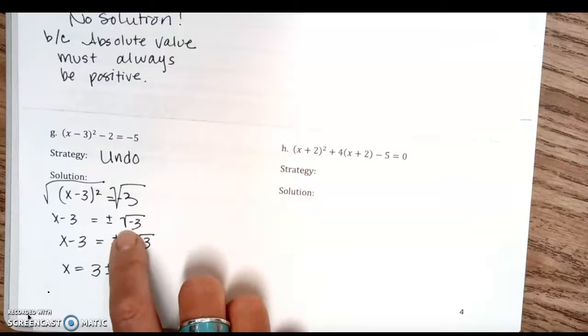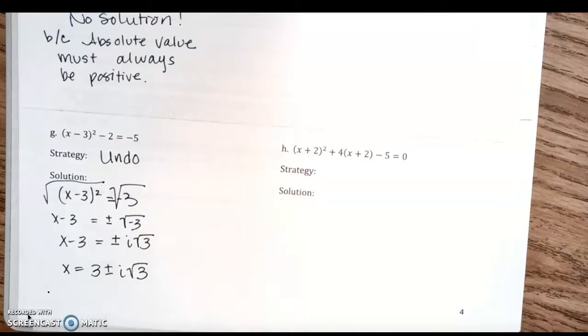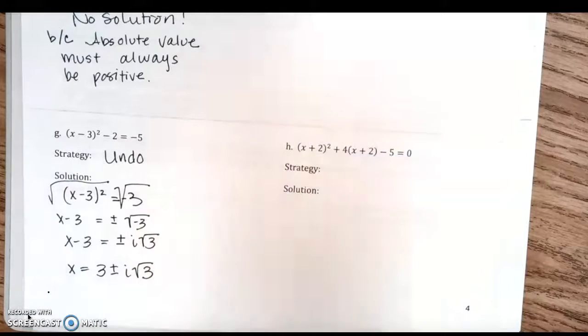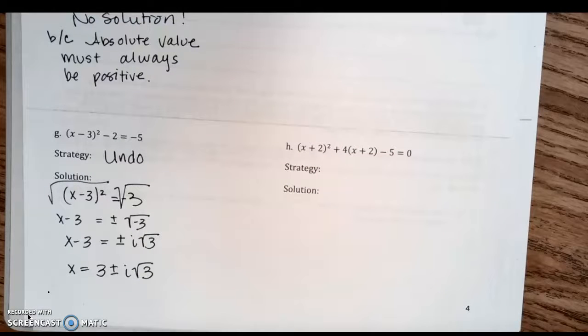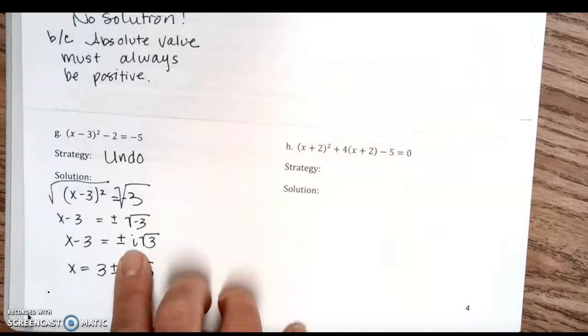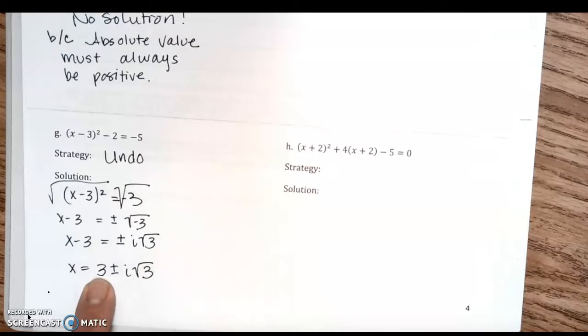But now we're going to have this negative under the radical. When you have a negative under the radical, think of it as negative 1. So the square root of negative 1 is just i. Then when you add 3 to both sides, you're going to get 3 plus i rad 3 and 3 minus i rad 3.